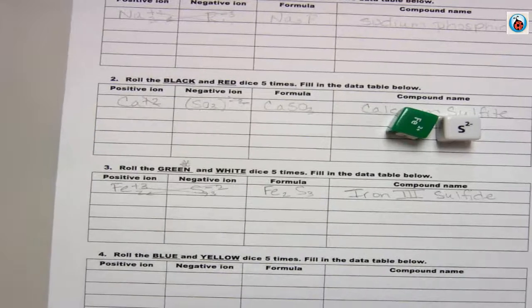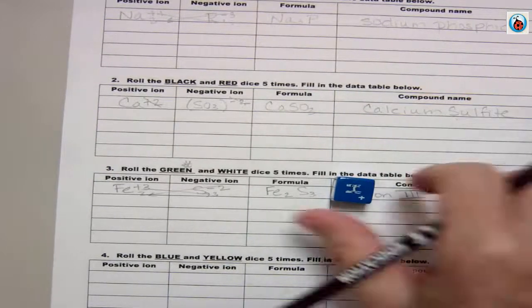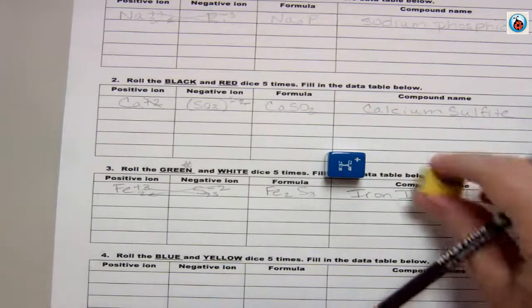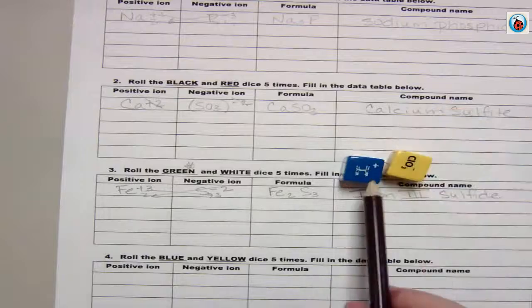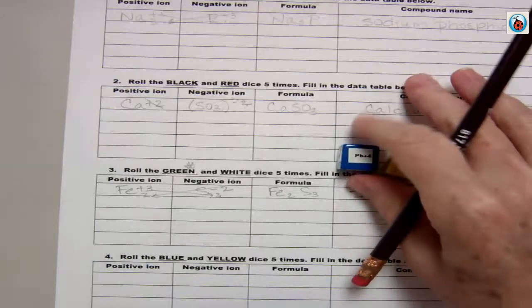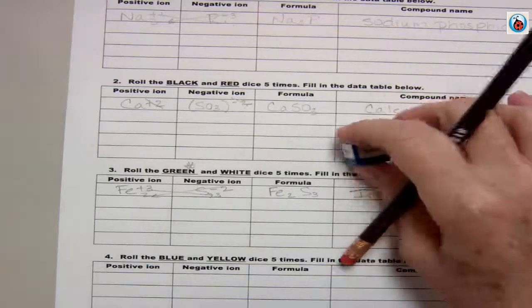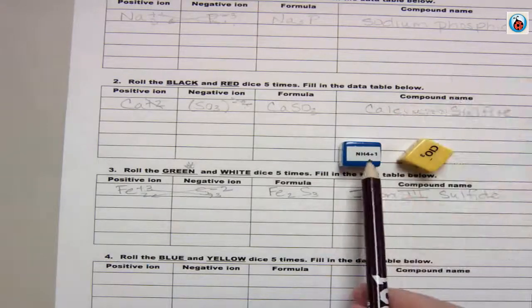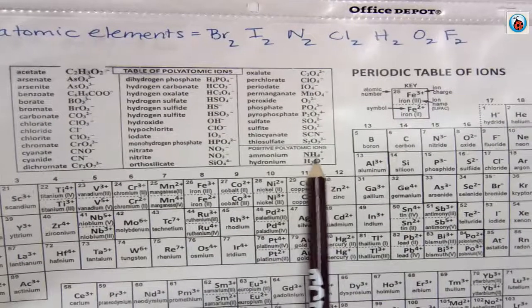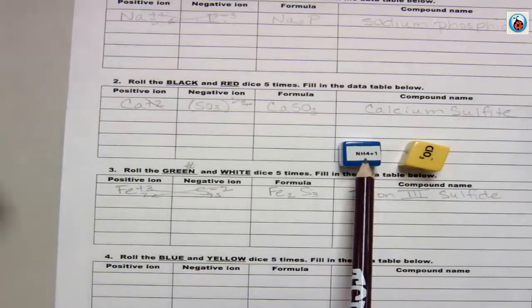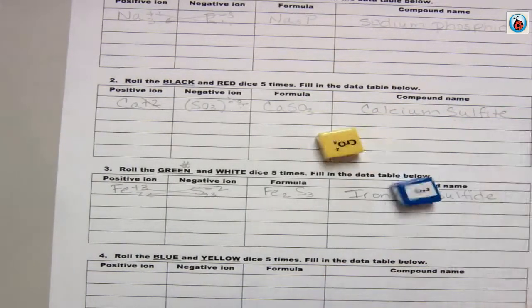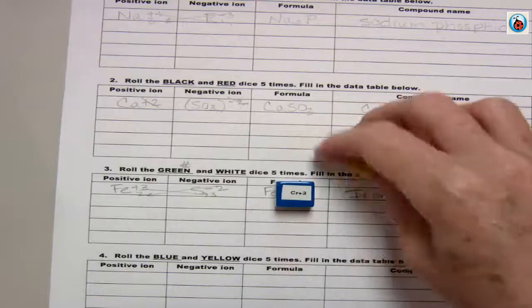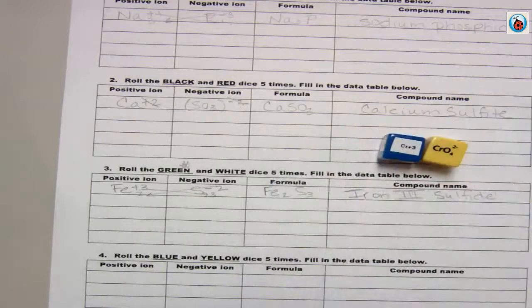Then on the last one, you will be using the blue and the yellow. And again, some of these have more than one oxidation number. Hydrogen doesn't, but lead does, tin does. NH4, that's a polyatomic ion, right? Ammonium, NH4, and he's a +1. So again, we're going to roll these. We're going to write it down. Let me scoot my paper up.